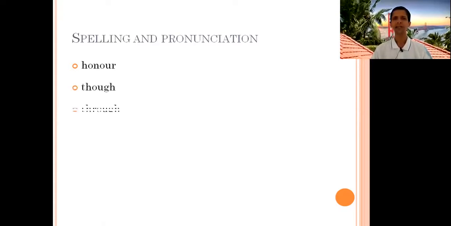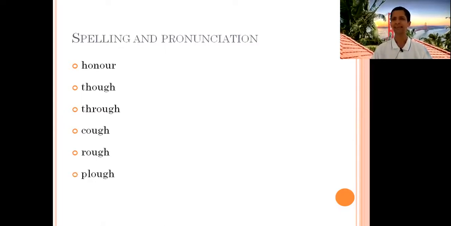Let us look at 5 different words having a similar string of letters O, U, G, H. All these 5 words have 5 different pronunciations. THOUGH is pronounced as "though", THROUGH is pronounced as "through", COUGH is pronounced as "cough", ROUGH is pronounced as "rough", PLOUGH is pronounced as "plow". So there is a lot of difference in pronunciation even with similar looking words.